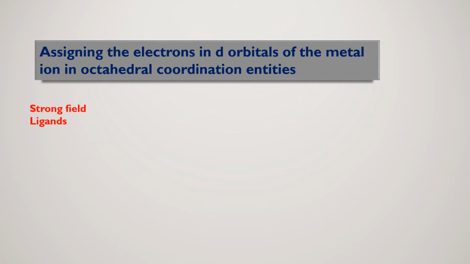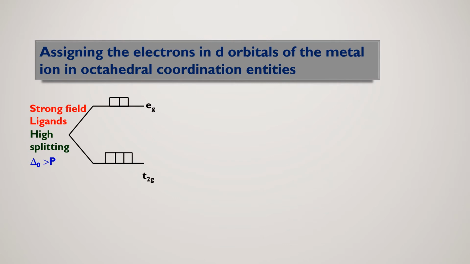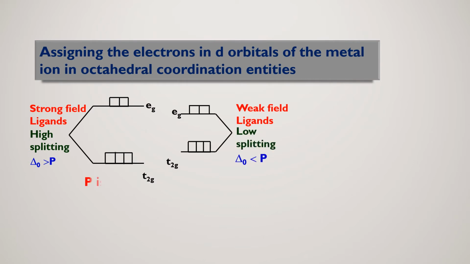So, assigning the electrons in d orbitals of the metal ion in octahedral coordination entities. Now, in any octahedral complex, the octahedral splitting you have already studied. So t2g and eg. The d orbital will split into a higher energy level, eg, and a lower energy level, t2g. If the given ligand is a strong field ligand, then there will be high splitting, that is delta naught is greater than P. You can see the higher energy level eg is there, below it t2g is there. For a weak field ligand, low splitting, that is delta naught is less than P.